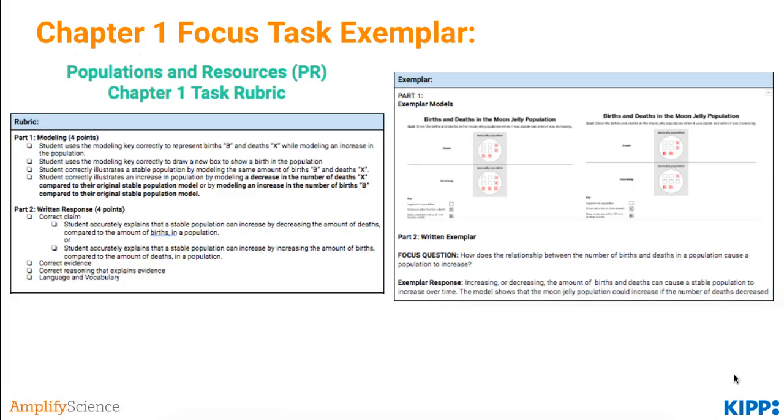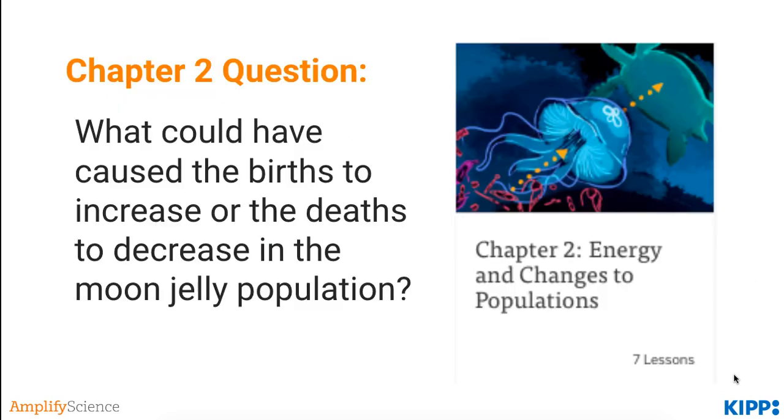An exemplar model will show the same number of births and deaths in the stable population, and for the increasing population model, you can show either more births than deaths or fewer births than deaths, and the written response will also explain that relationship. That leads us to the Chapter 2 question, which is what could have caused the births to increase or the deaths to decrease in the moon jelly population.